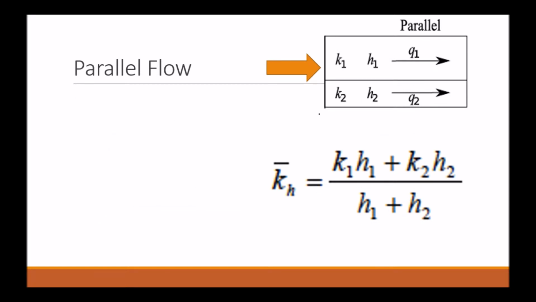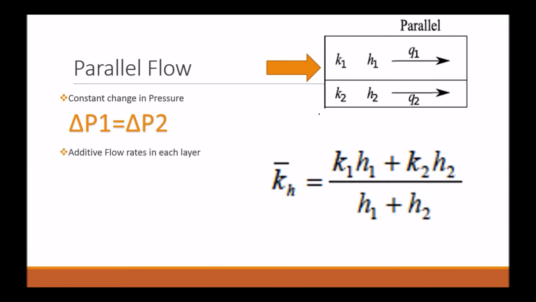Parallel flow. For flow through parallel layers, the pressure drop is equal in each layer. The change in pressure in layer 1 is equal to the change in pressure in layer 2. The total flow rate through the system is equal to the flow rates in each layer added together.